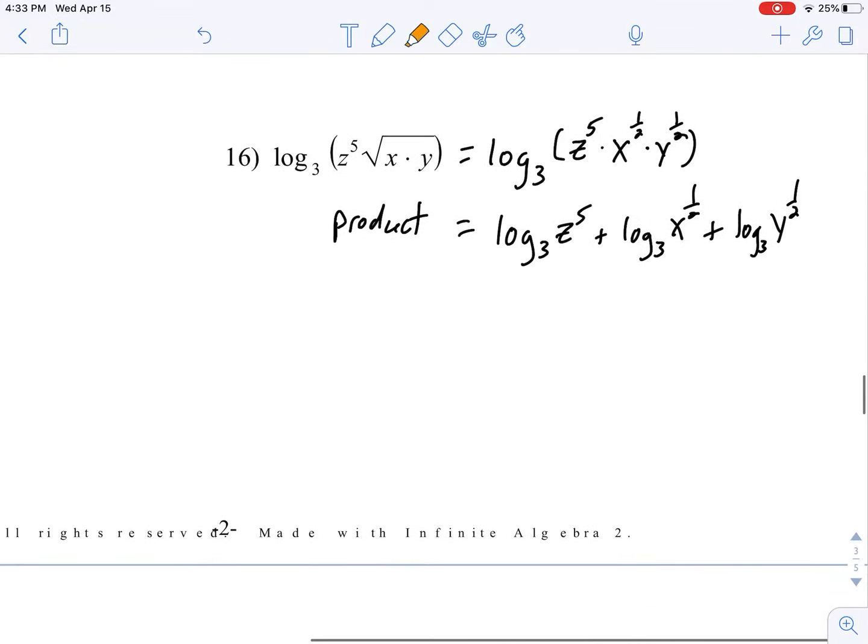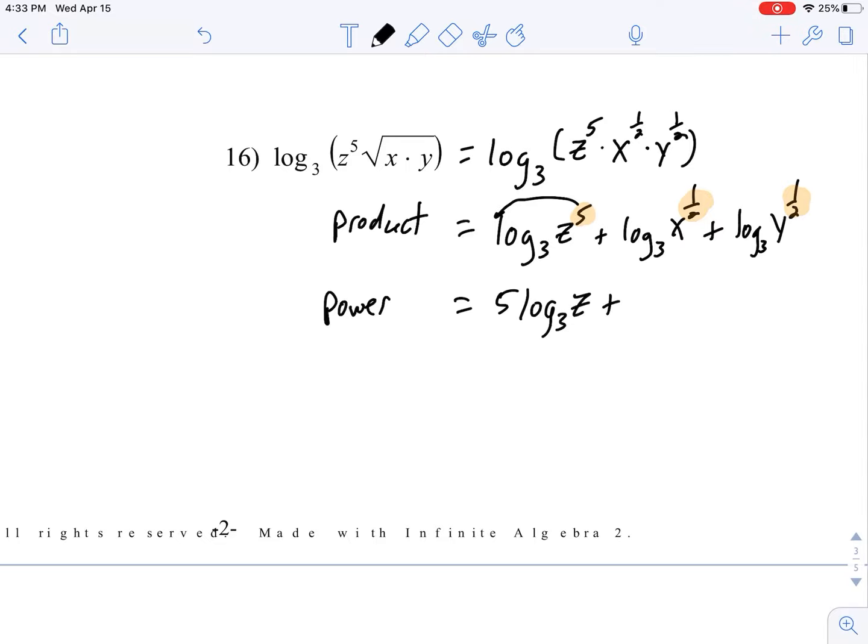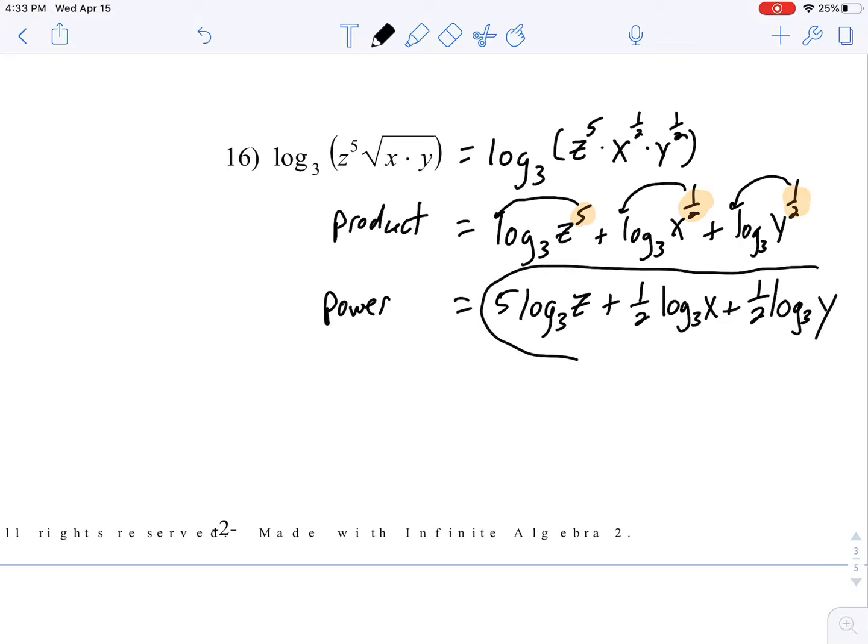Okay, so each times sign became a plus sign, just like in the previous problem. But now we've got these three powers, exponents, whatever you want to call them. But I'll call them powers since we're going to use the power property. So I can bring the 5 down and get 5 log base 3 of z plus, and then bring the half down, 1/2 log base 3 of x. Bring this one down, 1/2 log base 3 of y. Now, as far as I'm concerned, and many would be concerned, that is it. That is the answer, and it is right.